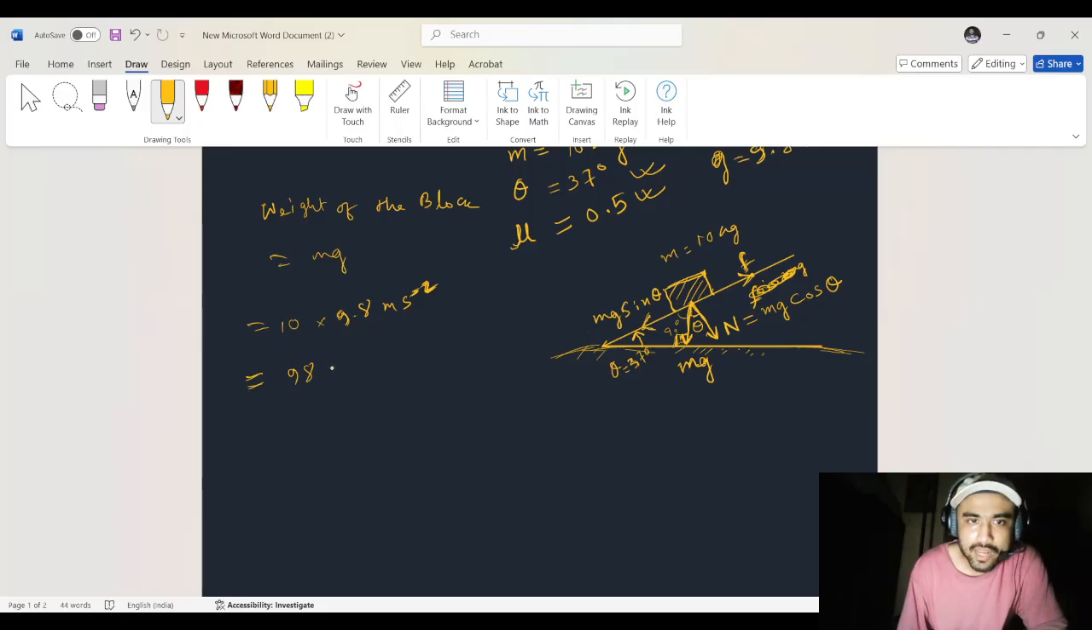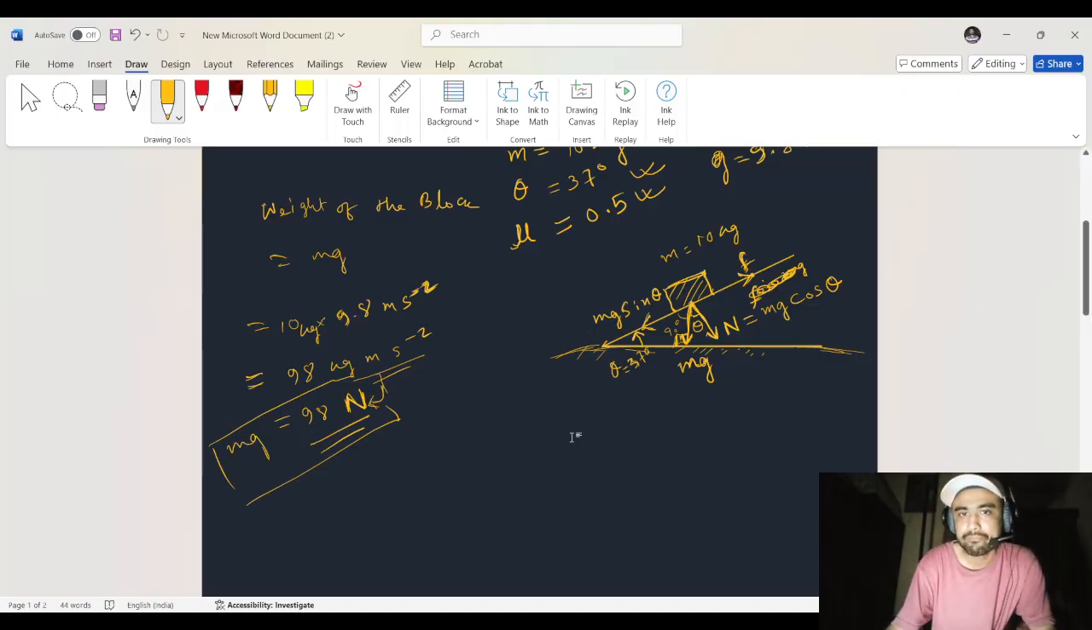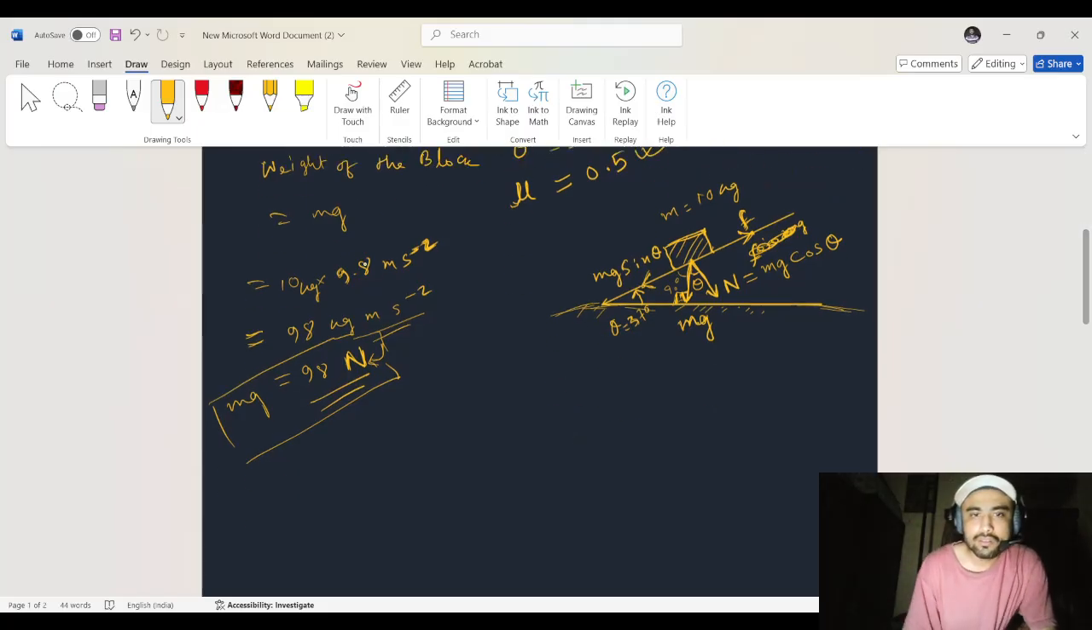So this is 9.8 into 10 kg. The unit will be kg meter per second square, which translates to basically Newton. Kg meter per second square is basically Newton. This is the unit of force, right? So mg equals 98 Newton. We have already derived it. Fine. Now, let me find out other variables also.